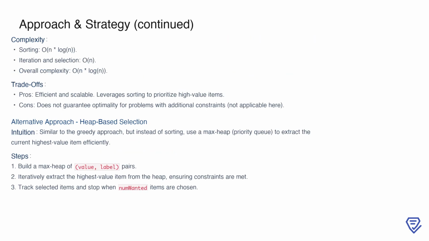The greedy approach offers a significant improvement in efficiency. Sorting the items by value has a complexity of O(n log n), while the subsequent iteration through the sorted list is linear, O(n). Together, the overall complexity is O(n log n), which is much more scalable than the brute force solution. This method is efficient and straightforward, leveraging sorting to prioritize high-value items.